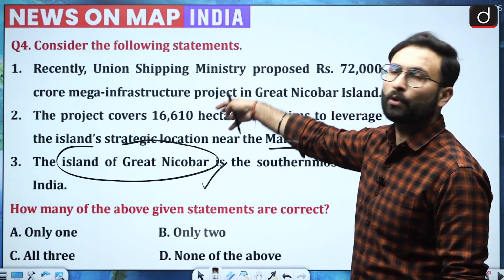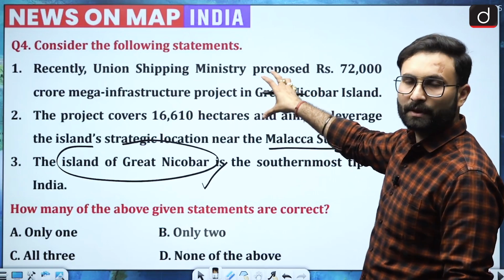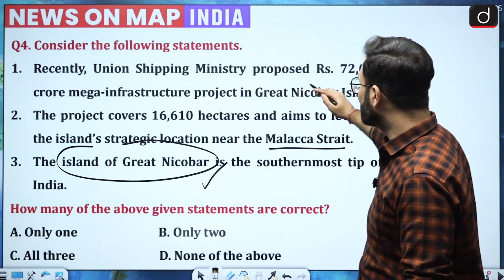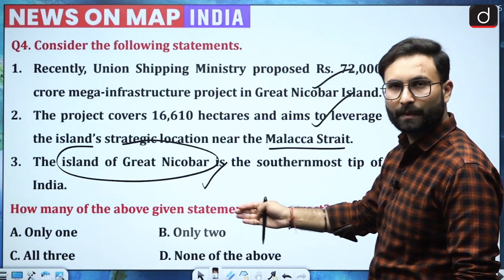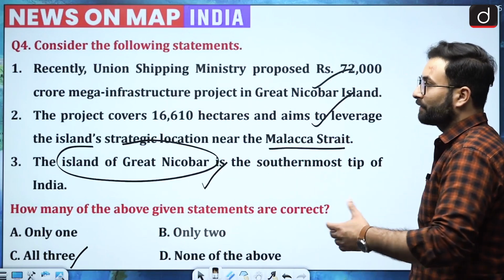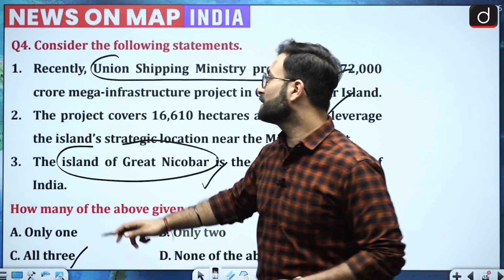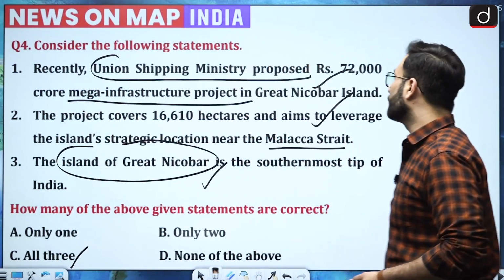Now these two statements have been taken from current affairs. So that is why this particular area was in news. So both the statements here are correct. So we can say that all the statements are correct. Option C would be your right answer. Okay. So there is this new project which has been proposed by the Union Shipping Ministry. That is the mega infrastructure project in Great Nicobar Island.